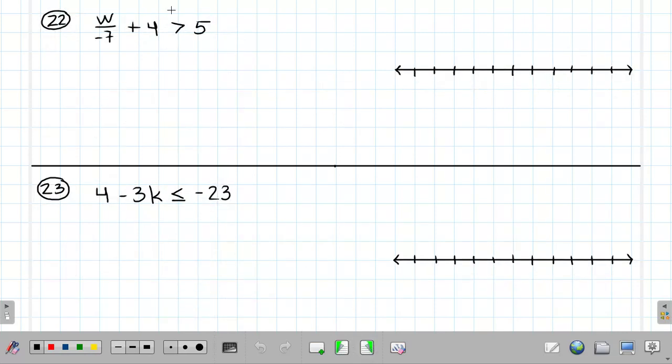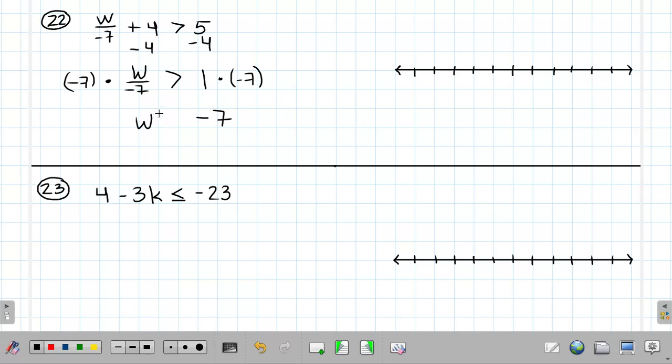So when we go to number 22, if you're smart enough and clever enough, you can kind of look ahead and say, well, I see maybe something happening here, but let's just go through the steps. My first step would be to subtract 4. So I get W over negative 7. And then on the other side, we get 1. Well, I didn't divide or multiply by a negative here, so all I did was subtract 4, so it's going to stay the same. But the next step, I'm going to have to multiply by -7. And if I multiply by -7, these -7s go away, so I get W. 1 times -7 is -7.